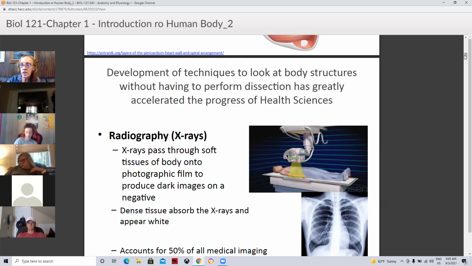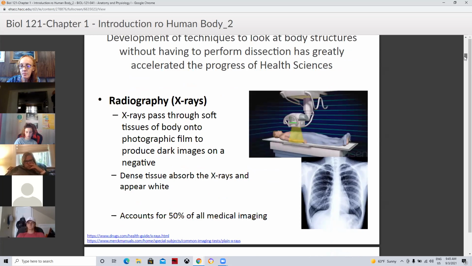So when someone gets an X-ray taken, they lay down on a photographic film and we direct a bunch of X-rays at whatever part of the body we want to X-ray. On the film underneath that person, whatever part of the body that does not absorb the X-rays will come out looking black on the photographic film. Whatever structures absorb the X-rays will come out looking white on the film, producing a photographic negative.